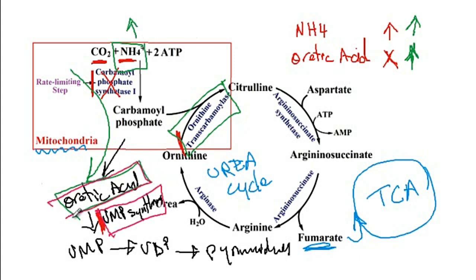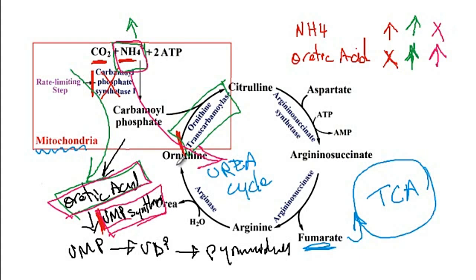And then finally, if we have a defect in the UMP synthase enzyme, what happens is that there will be a backup of orotic acid, so orotic acid increases, but then the NH4 can still go into the urea cycle. The other pathway is not affected, so it's still connected to the urea and TCA cycle. So the level of NH4 does not increase with uridine monophosphate synthase deficiency.